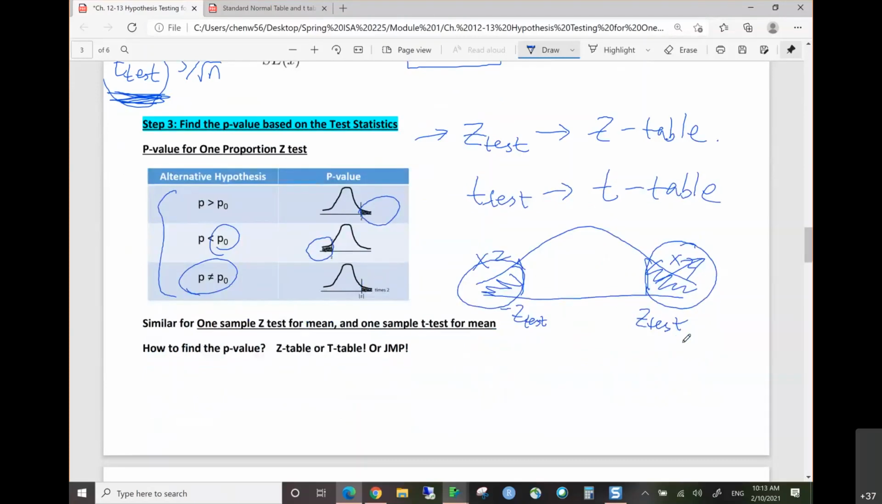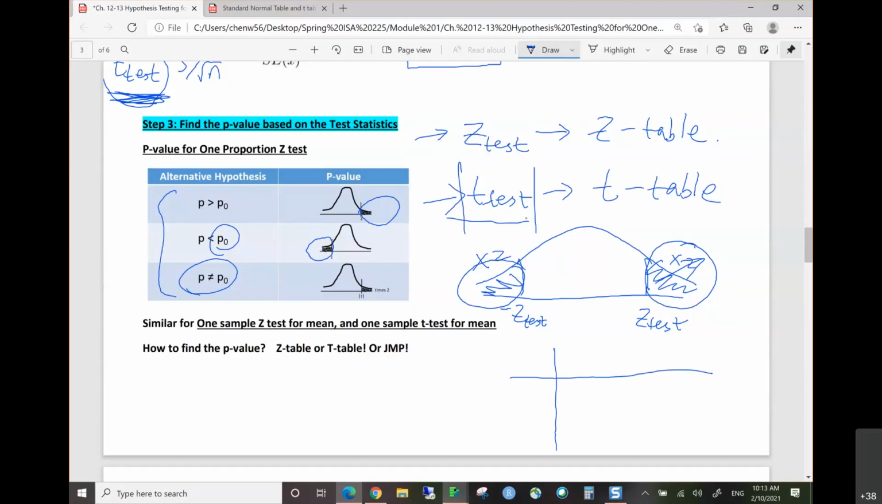And then next, if you have a t-test statistic, that will be easier because you don't need to care about the right tail or left tail, right? You don't need to care whether the test statistic is a negative or positive value. You always take the absolute value of the t-test statistic, right? And then check your t-test statistic from the t-table, right?